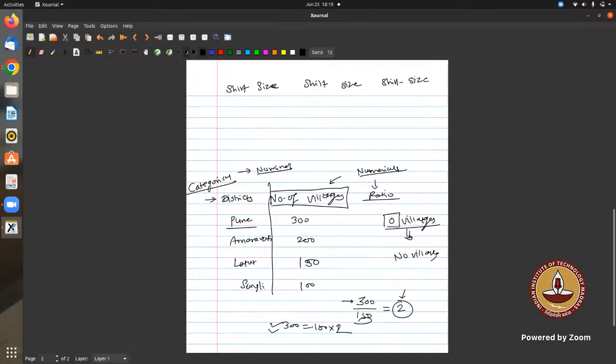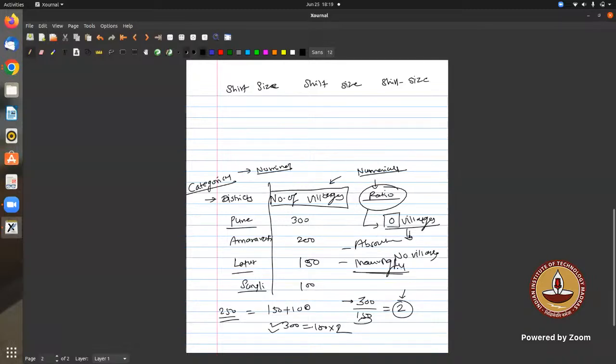Again, I can say that the combined number of villages in Latur and Sangli is how many? 250, right? So what I did here was 150 plus 100. That means I'm able to do addition, subtraction, multiplication, and division operations, and hence this is a ratio scale of measurement. Again, there is an absolute zero.